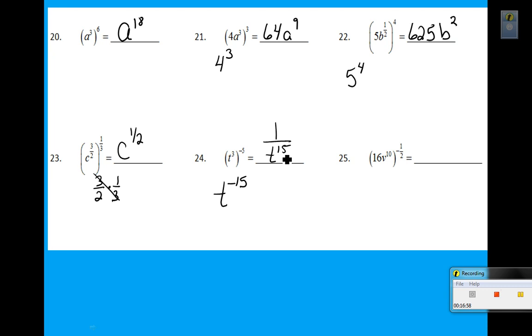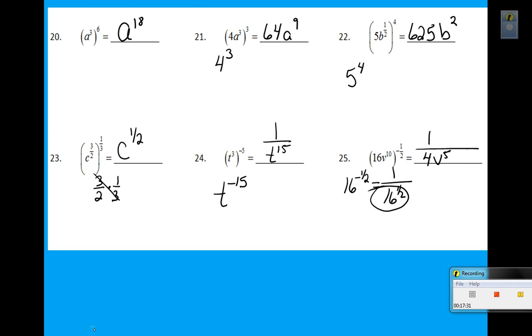25 is back to one of those trick ones. I got to go 16 to the negative 1/2, which is really 1 over 16 to the 1/2. When you run that through your calculator, you should get a 4. Don't touch the 1. Leave the 1 alone. When you go 16 to the 1/2, you should get a 4. And then 10 times negative 1/2 is negative 5. So I'm going to have a v to the 5th in the bottom.